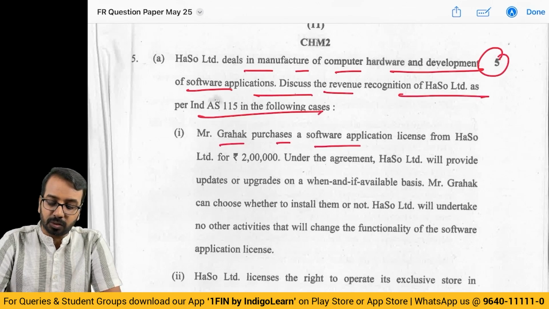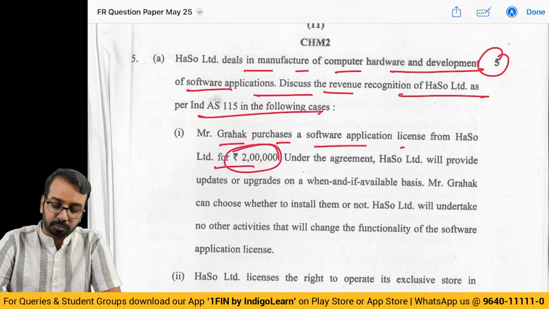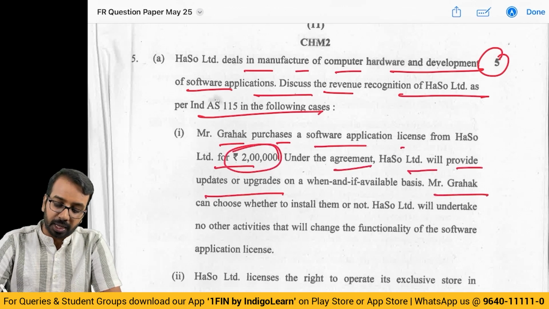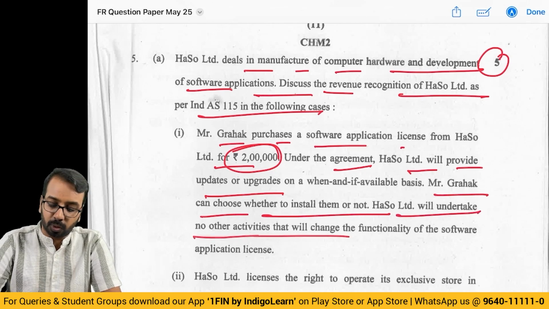Grahak purchases a software application from Hasso for 2 lakhs. Under the agreement, Hasso will provide updates. Grahak can choose whether to install them or not. Hasso will undertake no other activities that will change the functionality of the software.